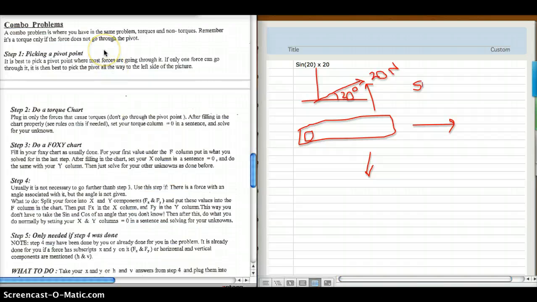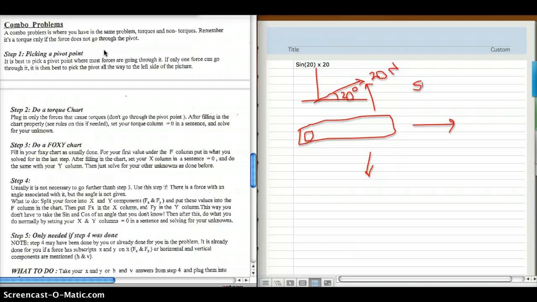So with the combo problems, again, picking a pivot point, you definitely have to have a pivot point in every problem. If one has not been assigned to you, and in any physics class most times the pivot is assigned to you, then just follow this one rule. It is best to pick the pivot all the way to the left side of the picture. That makes it a lot easier on yourself.